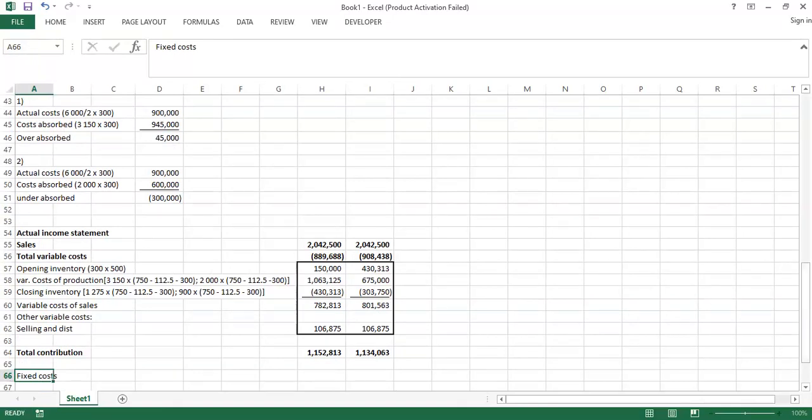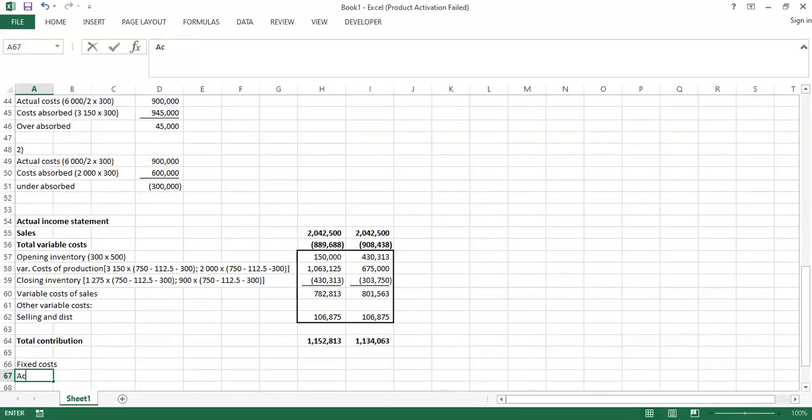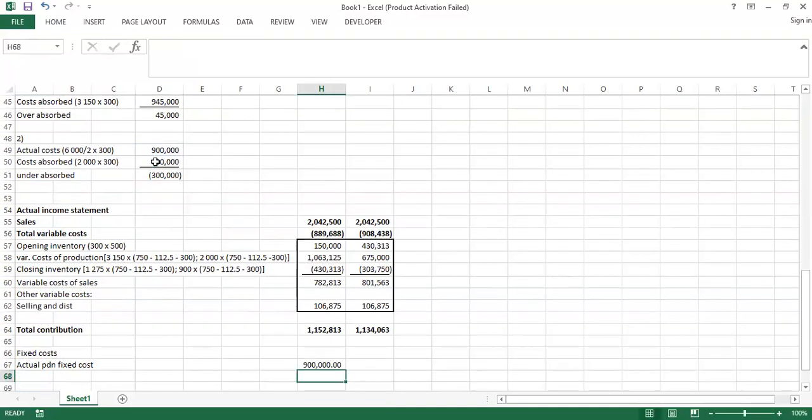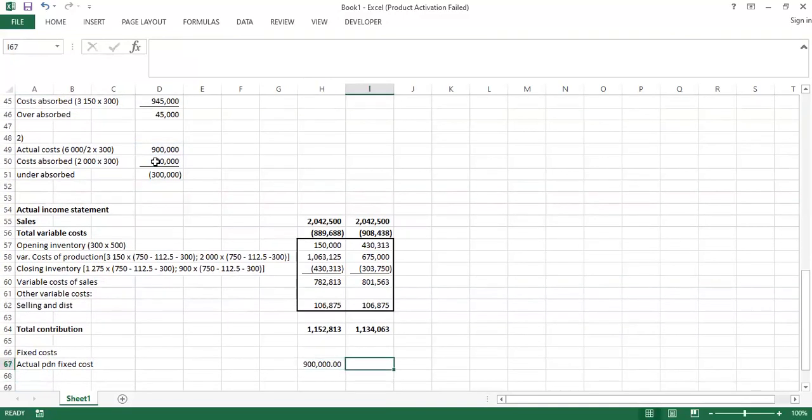Right. So which is actual production fixed costs. So remember these ones we dealt with, right? What are they? These ones here, this 900,000. It's the actual production cost, 900,000. So we have that 900,000 there.